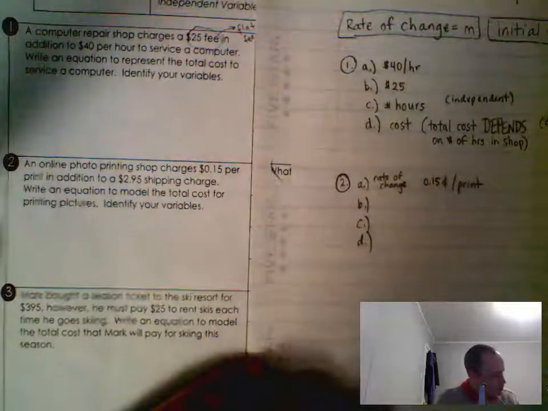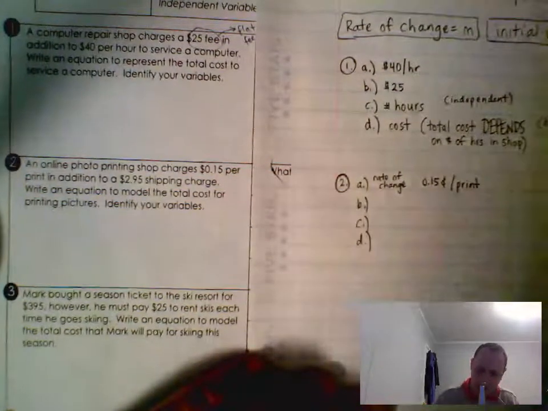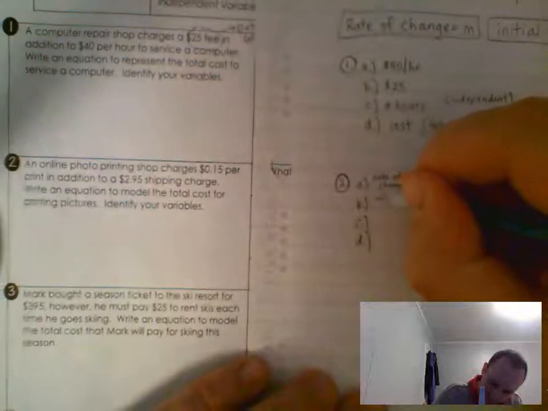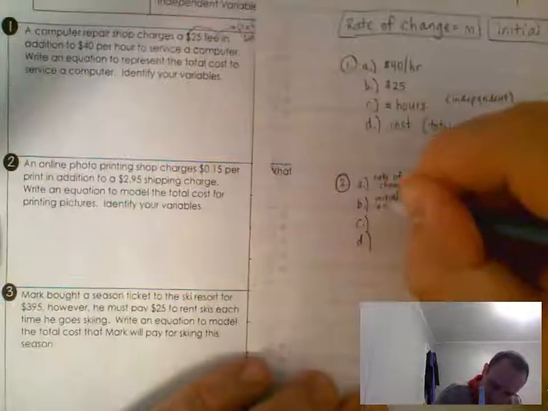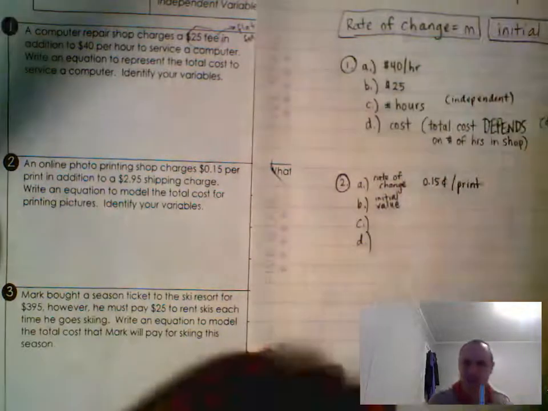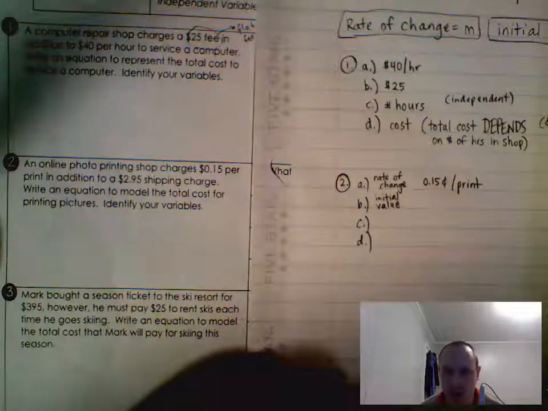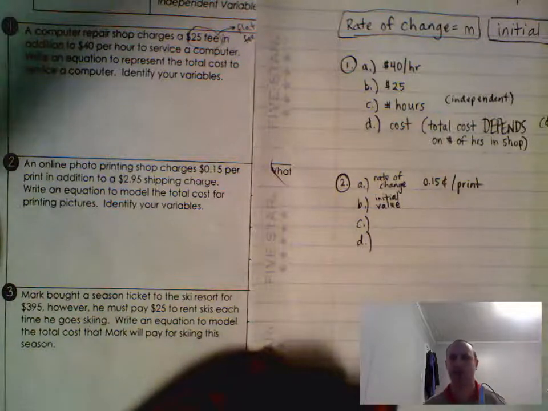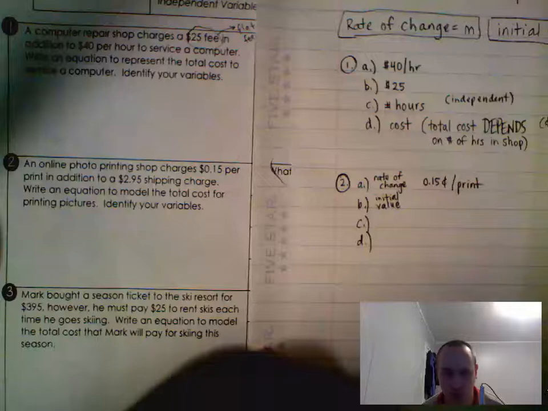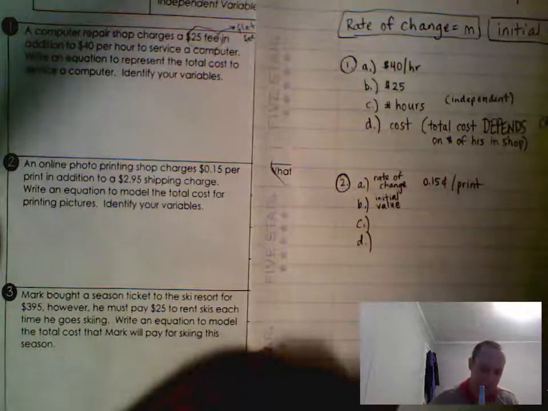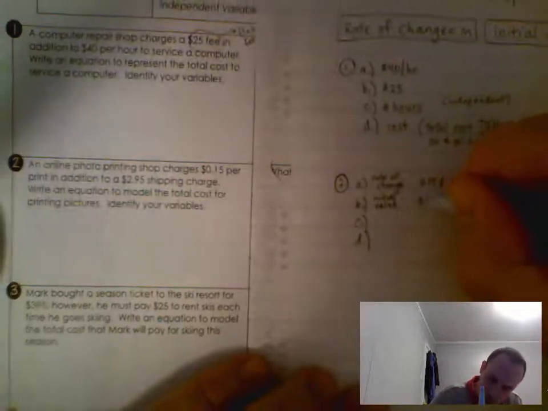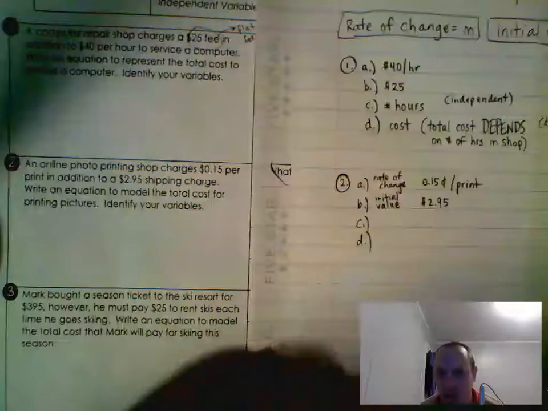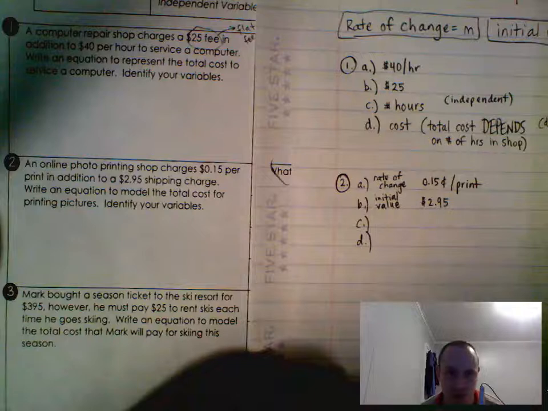So the next thing we want to know is the initial value. Initial means like at the beginning. So what's your at-the-beginning value? Or what's the charge you're going to be charged no matter what? All right, that's $2.95 because no matter what, you're going to be charged for them to ship the prints. Whether they ship you 1 print or 100 prints, they're still going to charge you the shipping charge.